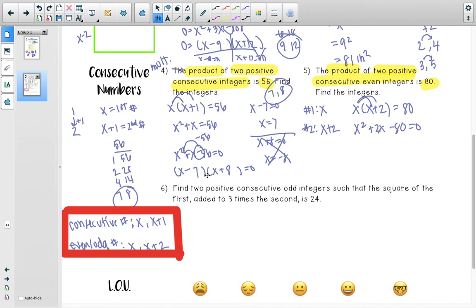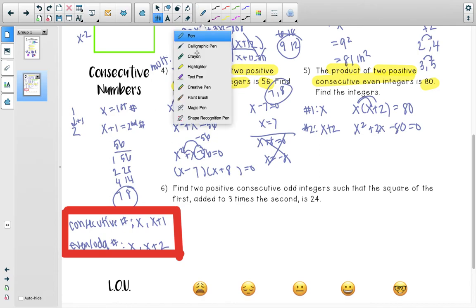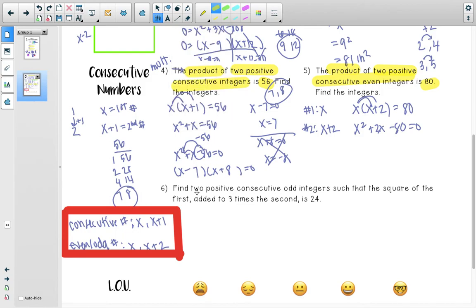Okay, so the next problem says find 2 positive consecutive odd integers such that the square of the first added to 3 times the second is 24. All right, what in the world does that mean? What does it mean?